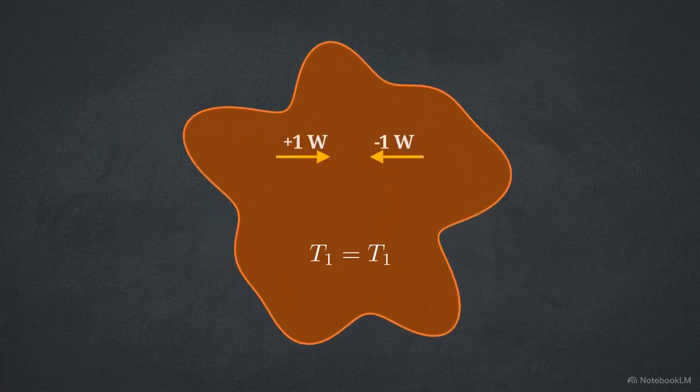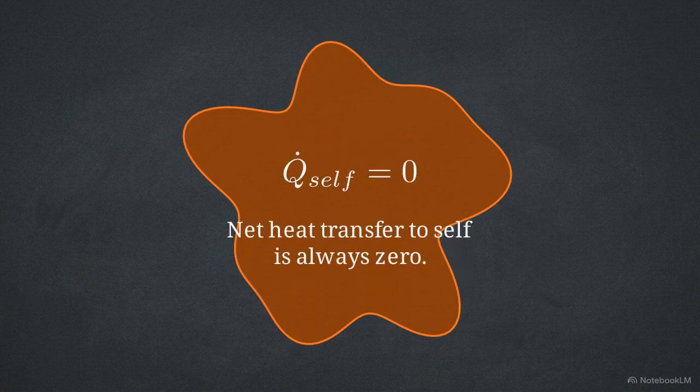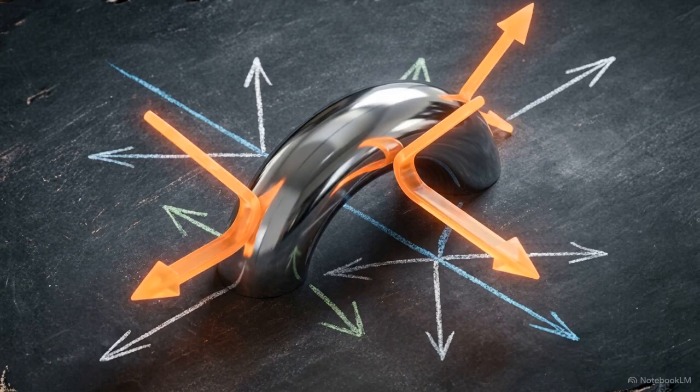Consider what happens if a surface is curved, like the inside of a bowl. Even if one part of the surface radiates heat toward another part of itself, the temperatures are uniform. Every watt of energy sent is balanced by a watt received from the other side. This is why the net heat transfer from a surface to itself is always zero, regardless of how complex its shape might be. But actual engineering problems rarely deal with perfect black bodies.